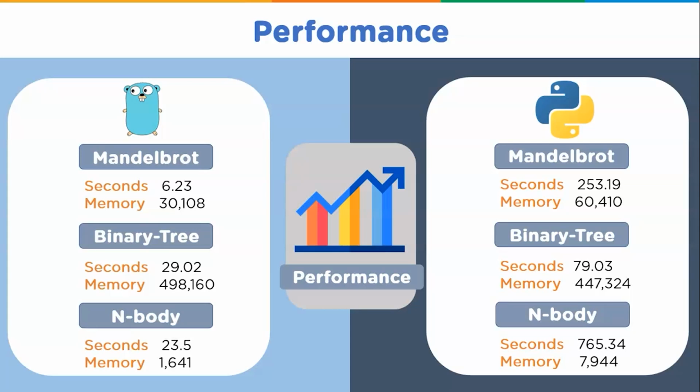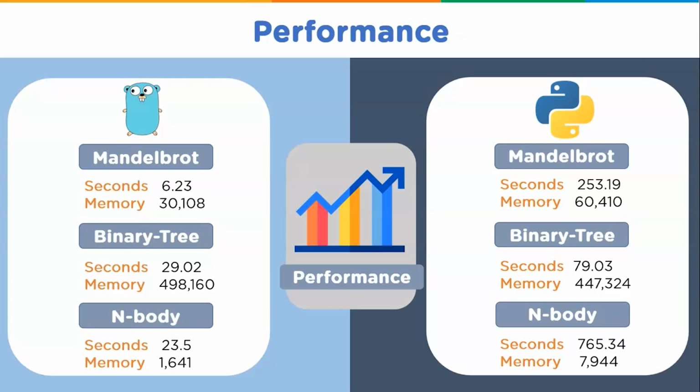For n-body problem, Go takes 23.5 seconds and uses 1641 units of memory, whereas the Python takes 765.34 seconds and uses 7944 units of memory to solve this problem. This clearly shows that Golang has outperformed Python when it comes to performance.